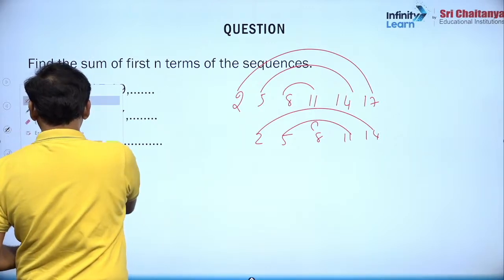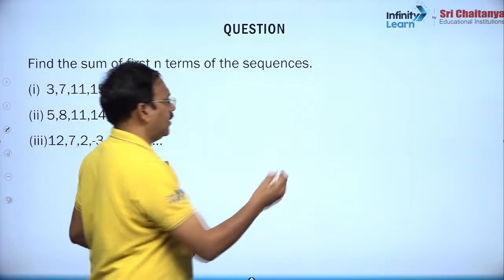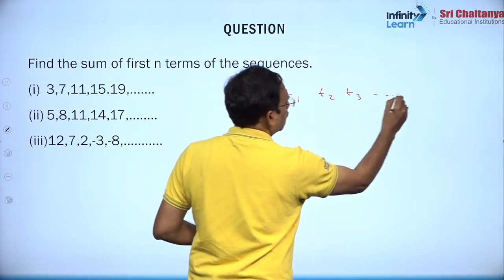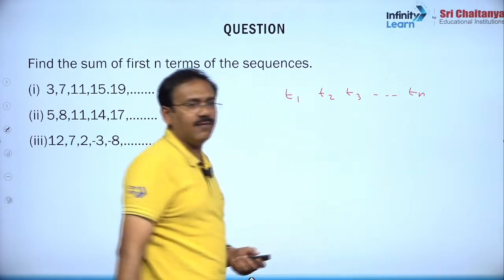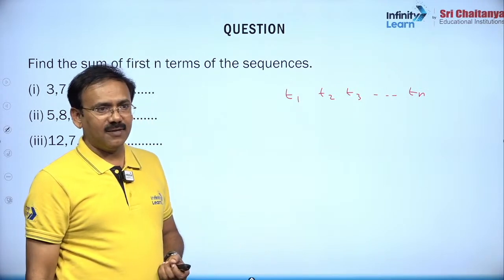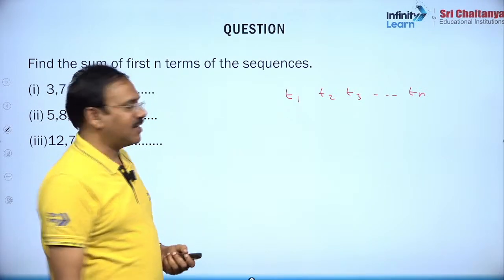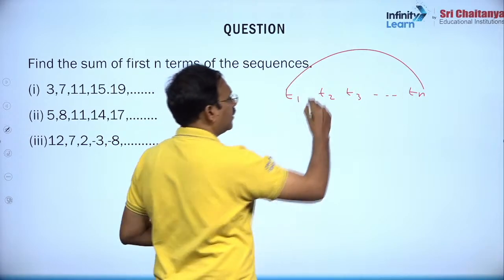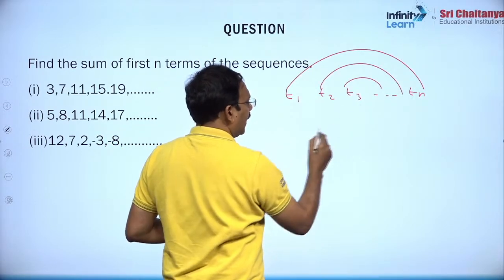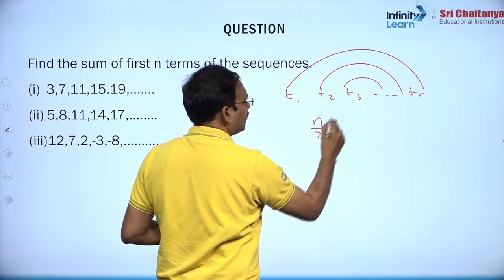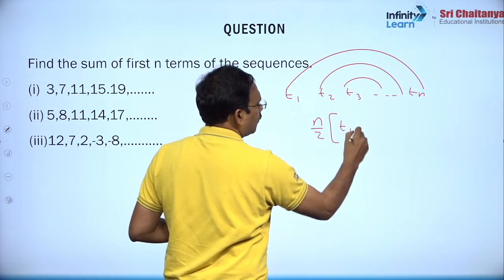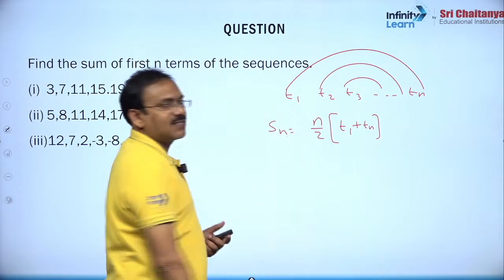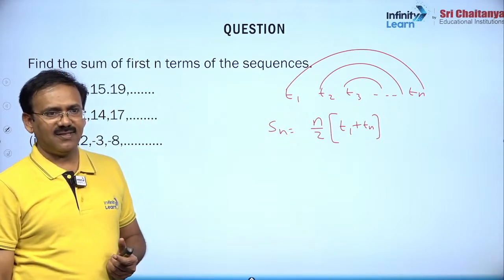With the help of this observation, what I mean to say is, if suppose in an AP T1, T2, T3 and so on, Tn are given, I want sum of n terms. Sum of n terms in the sense, first T1 plus Tn, whatever you get, T2 plus Tn minus 1, like that n by 2 pairs will be n by 2 into T1 plus Tn, you can write. This is the formula to find sum of n terms of an AP, my dear friends.